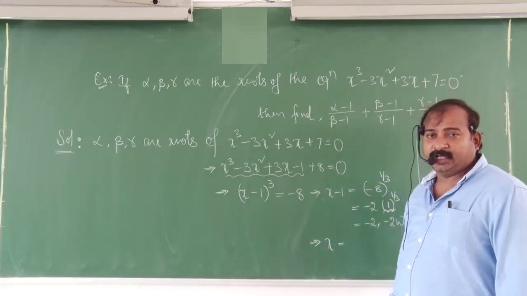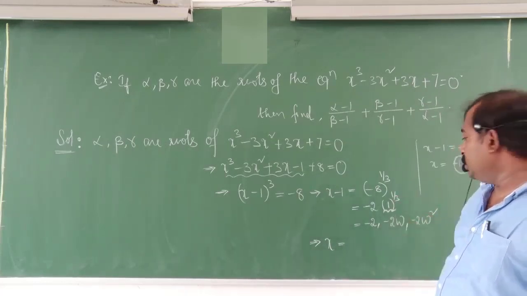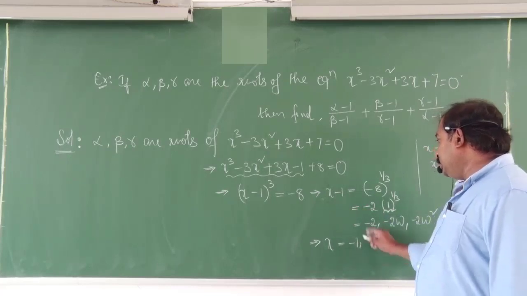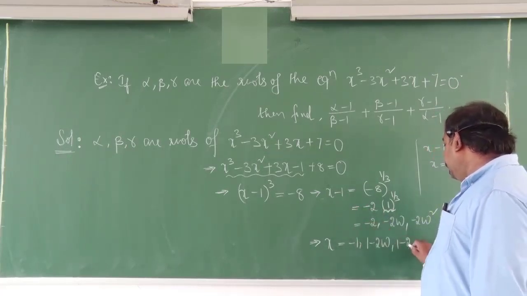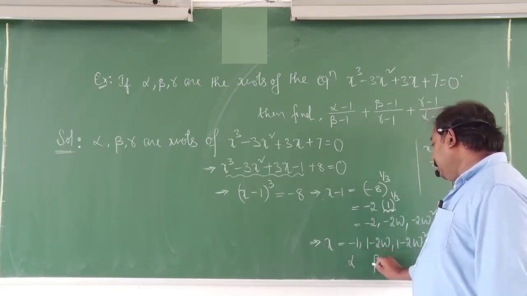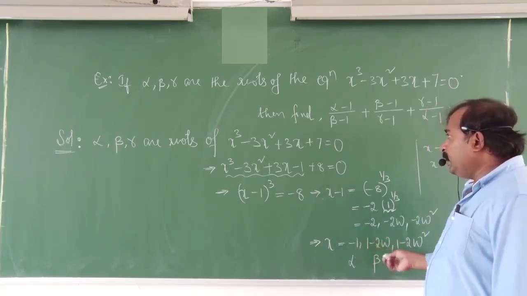If you did Horner's method, then also you can get the value. Otherwise the best method is this one. So minus 1, bring this side, minus 2 plus 1, minus 1, 1 minus 2 omega, 1 minus 2 omega square. This is alpha, this is beta, this is gamma.